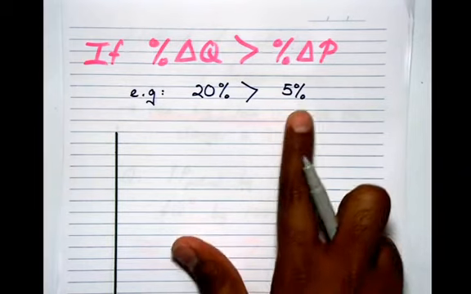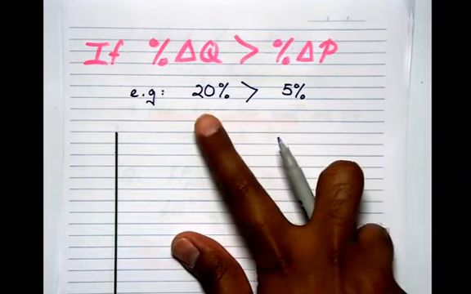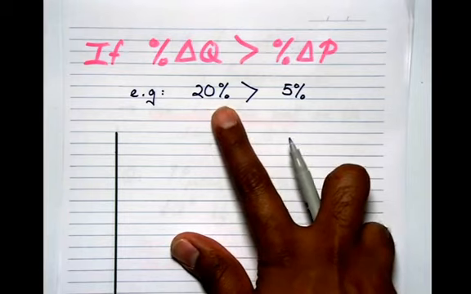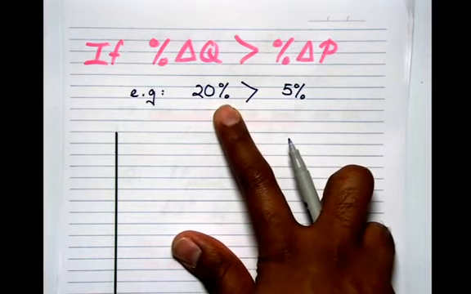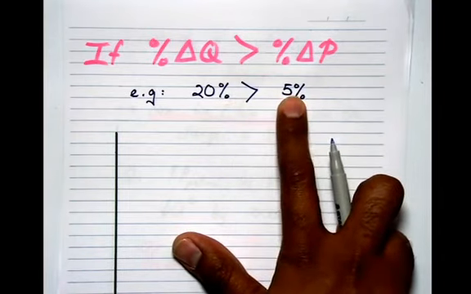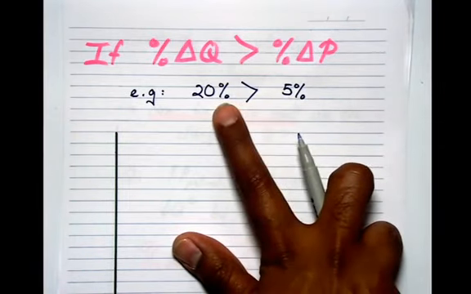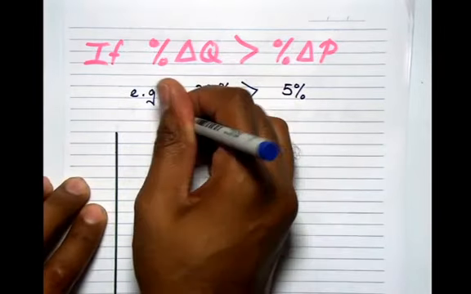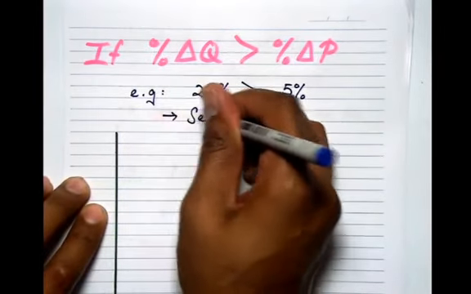The price has changed by 5%. The quantity has changed by 20%. Sensitive or not so sensitive? It's quite sensitive to the price, isn't it? A 5% off everything sale has caused the quantity to rise by 20%. So in this case, demand is quite sensitive to the price.